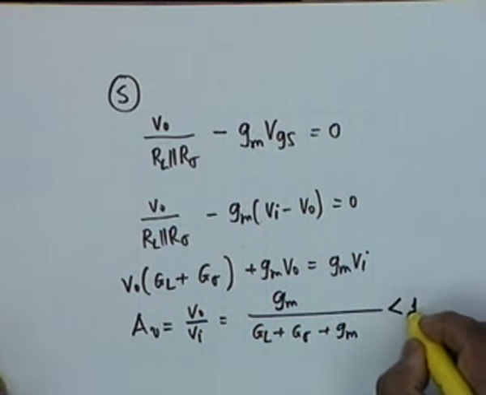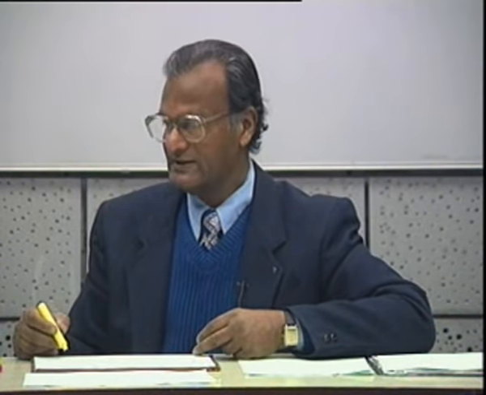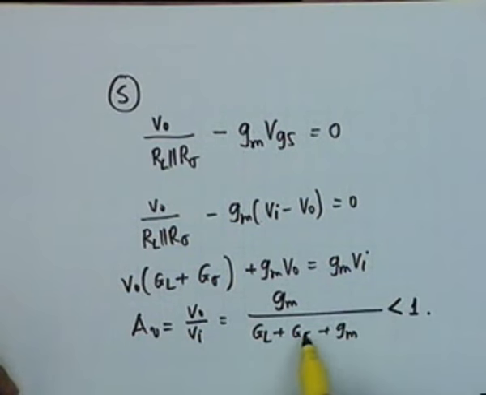Obviously this is less than unity as expected. In the common emitter amplifier it is less than unity, and in the common collector amplifier it's also less than unity. This is like a source follower, exactly like the emitter follower. It's less than 1, but if GM is much greater than the combination of these two, then it's approximately 1. Okay, so this is also a buffer circuit.